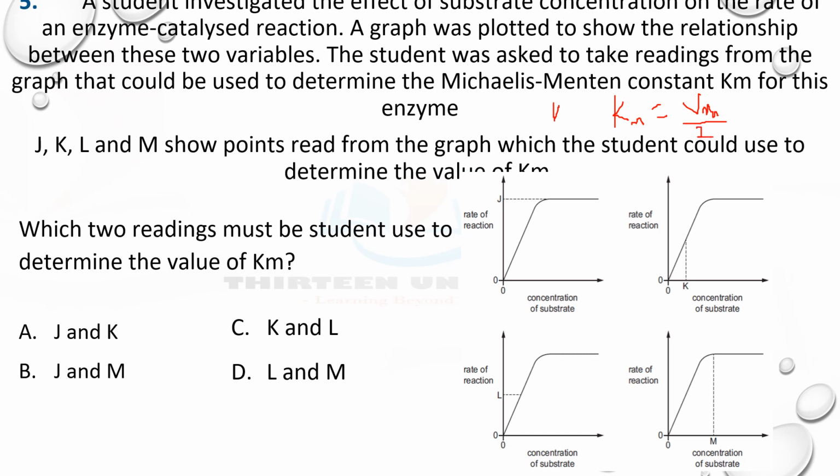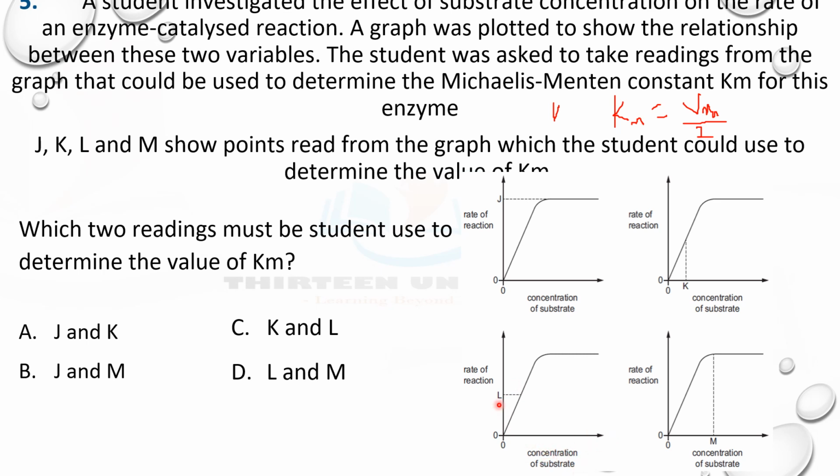If you want to determine Km, first of all you have to know the Vmax, and when you get the Vmax you divide it by 2, and then you come to half Vmax. If this is Vmax, half Vmax in this graph is L. If J is Vmax, half is L, so L must be there. Then you trace this half Vmax to the graph, because Km is the substrate concentration at half Vmax. Km is not half Vmax. And substrate concentration is on the x-axis.